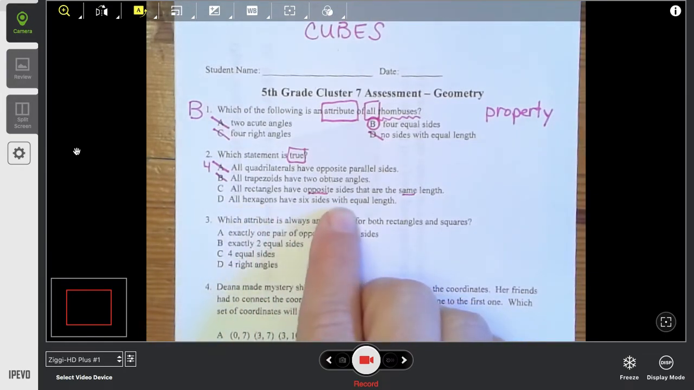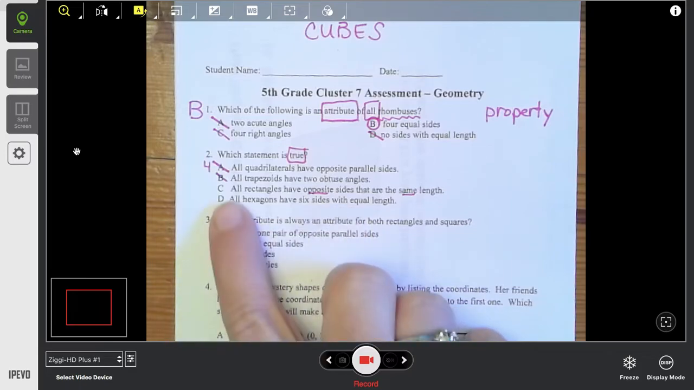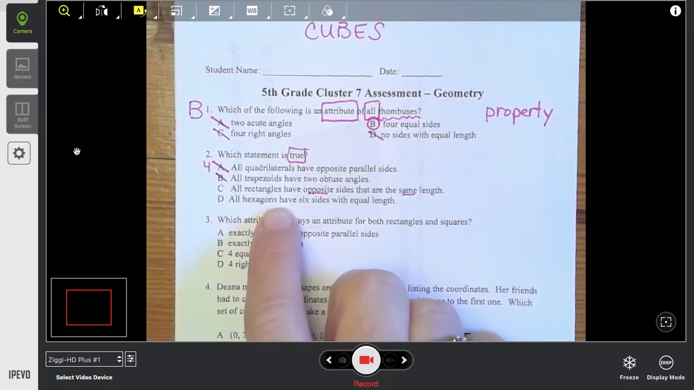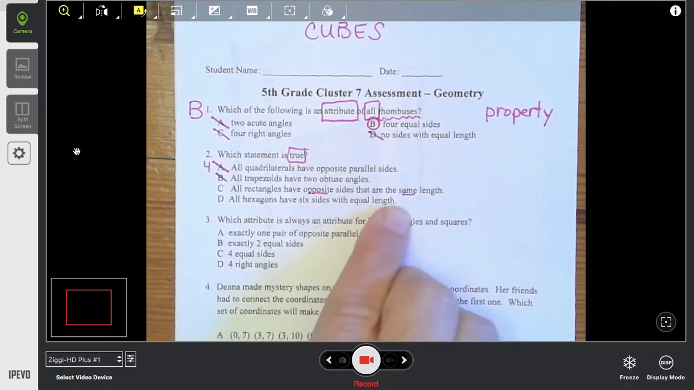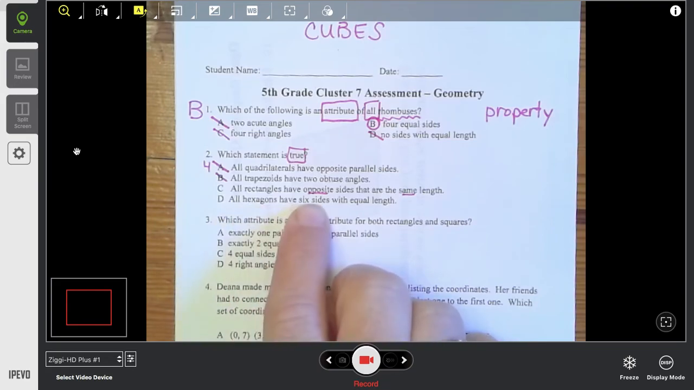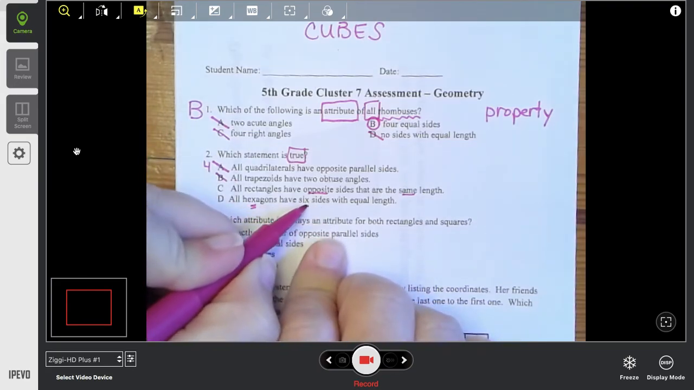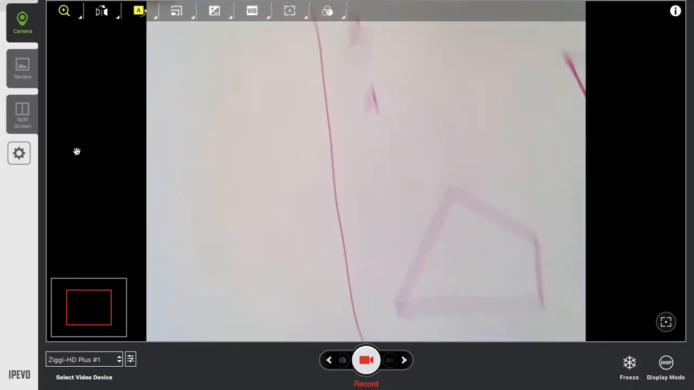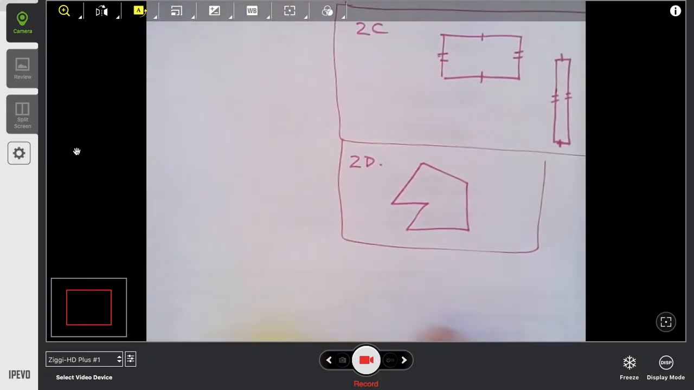All hexagons have 6 sides with equal length. Notice even though I got what I think is the right answer, I'm going to double check myself and look at all the choices. All hexagons have 6 sides that are equal length. Well, I know hexagons have 6 sides, and that was my hint, that X right there, hexagon, 6, equal length. Remember, if I can draw one that doesn't follow that, then it's got to be false.